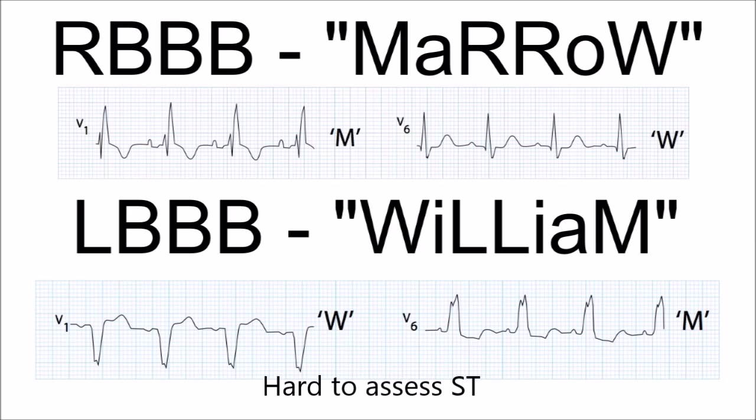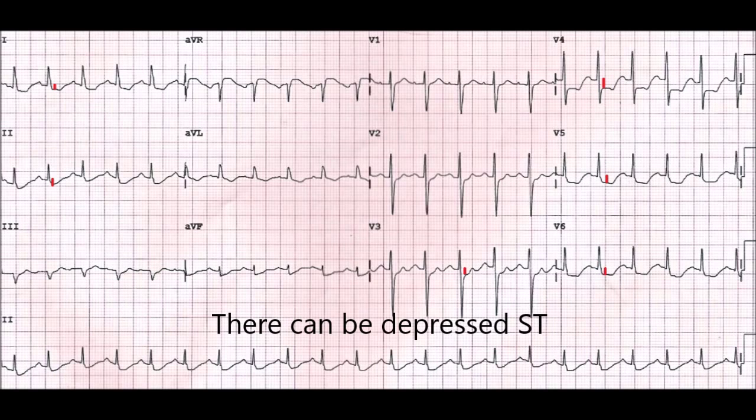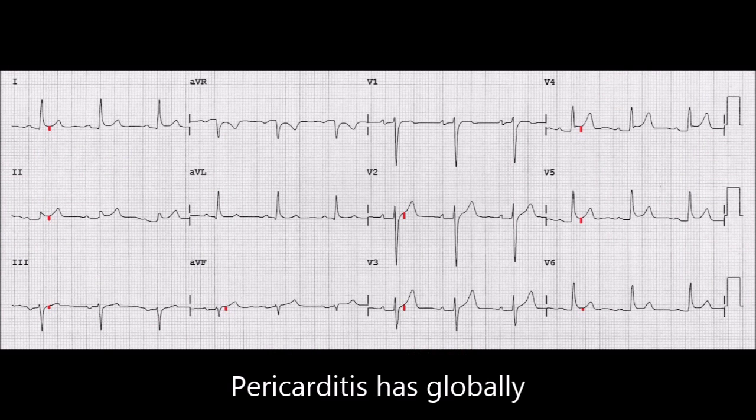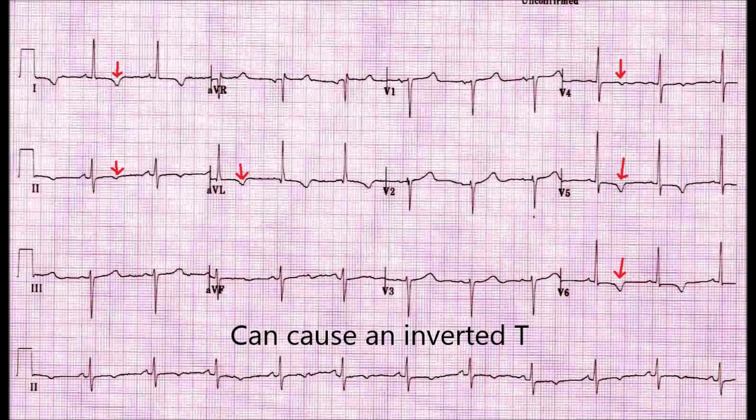Time to assess ST or LV hypertrophy. If there is ischemia, there can be depressed ST, but if it's elevated, it may be a STEMI. Pericarditis has globally elevated ST. Ischemia or old infarcts can cause an inverted T.